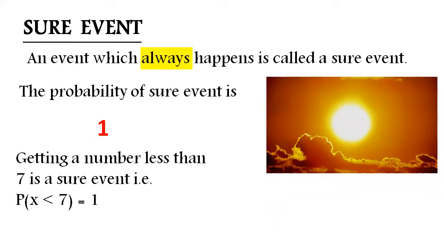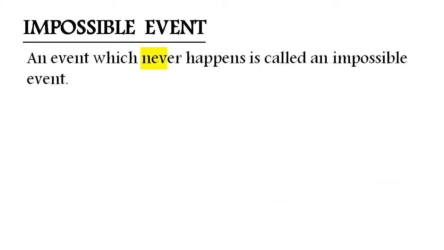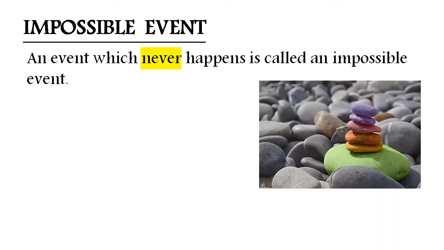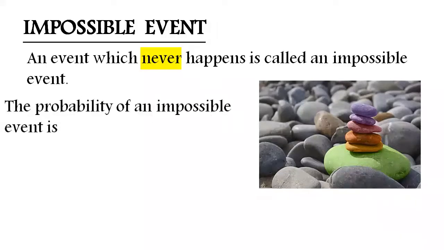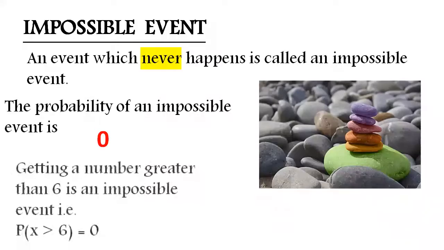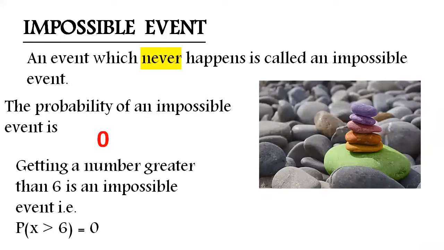Other event is impossible event. An event which never happens is called an impossible event. If I say stones are living things, you will say it's impossible, right? Therefore, the probability of impossible event is 0. See one more example. When we throw a die, then the event of getting a number greater than 6 is an impossible event which comes as 0.